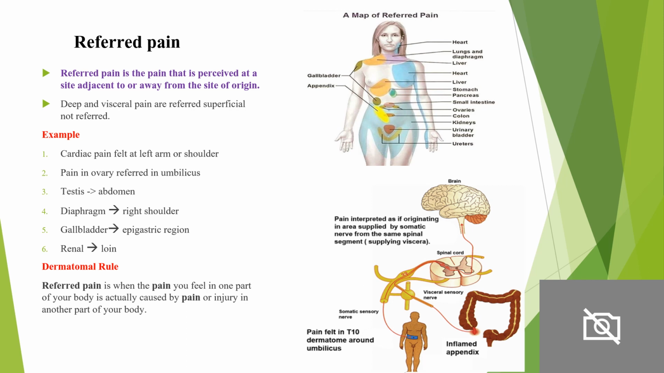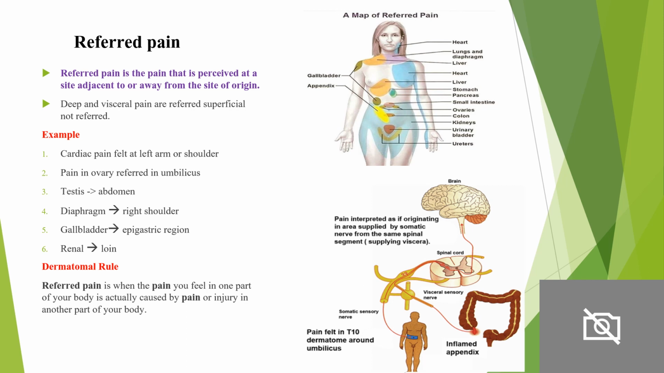Okay, so deep and visceral pain will act as referred pain, whereas superficial pain is not referred pain. So we already studied that deep structures and the visceral organs are applicable for referred pain, whereas superficial is not applicable. For example, if you have any problem in the heart, the pain occurs in the left arm or left shoulder. That's why in a heart attack patient, the pain mostly occurs in the left arm and left shoulder. This is what we call referred pain.